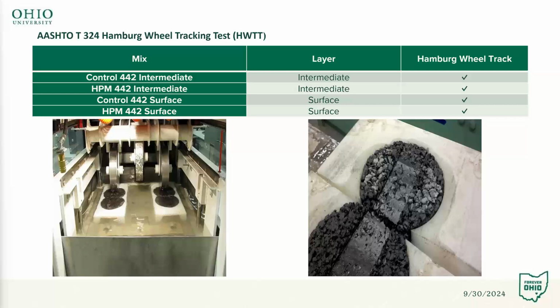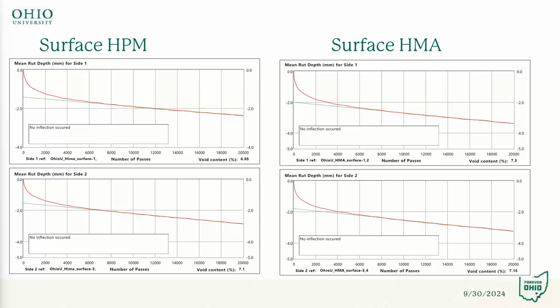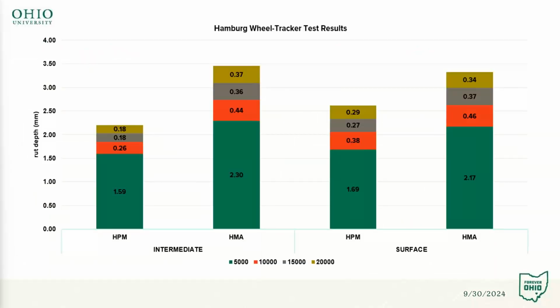Hamburg wheel tracking, again, was conducted. This is the setup that we have in the lab to look at rutting. And we can look at the rut depth of the HPM surface versus the HMA surface, the conventional. We can see that the HPM layers had less rutting than the HMA surface mixtures.